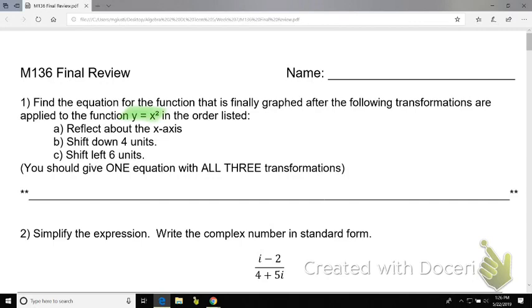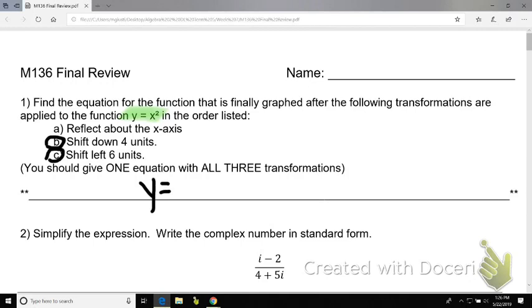So when I go to write my new function on the line, I'm going to go ahead and start with y equals. And then I want to talk about b and c first because you guys have actually practiced doing that on the lesson that Andrea taught you. So if it says to shift down 4 units, is that your vertical shift or is that your horizontal shift? That's your vertical shift. And your vertical shift goes on the outside of the parentheses.